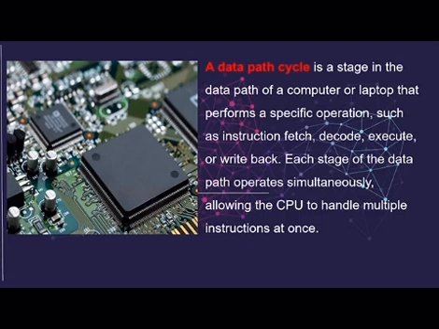A data path cycle is a stage in the data path of a computer or laptop that performs a specific operation, such as instruction fetch, decode, execute, or write back. Each stage of the data path operates simultaneously, allowing the CPU to handle multiple instructions at once.